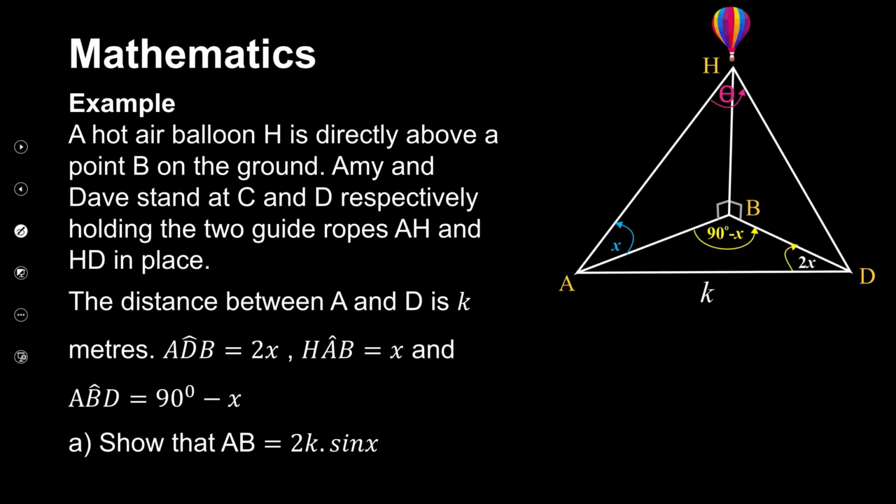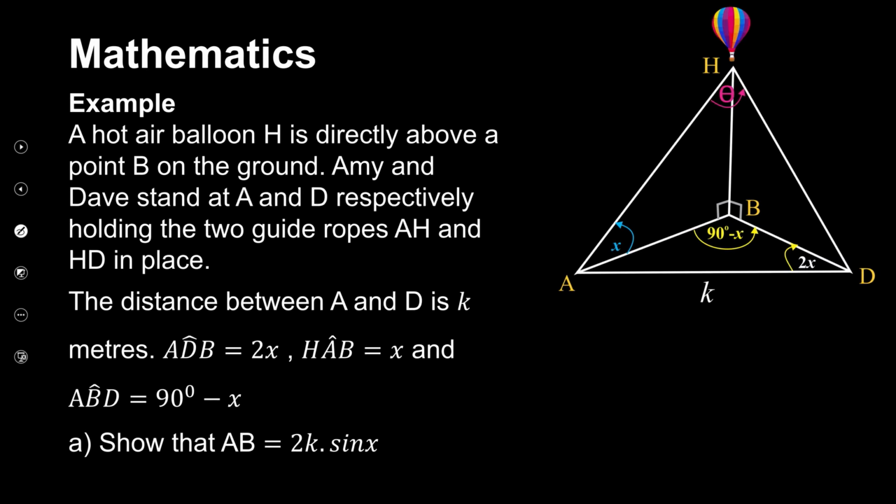So in this example, we've got a hot air balloon which is directly above a point B. On the ground, Amy and Dave are standing at C and D respectively. Actually, this is supposed to be A. I'm sorry about that. Okay, are standing at A and D respectively. Should I clean it up rather? Stupid mistakes.